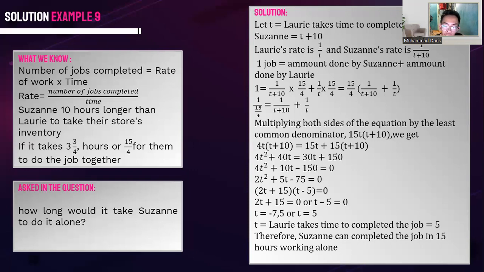Okay, therefore Suzanne can complete the job in 15 hours working alone, because we can substitute 5 into this equation. Okay, next.